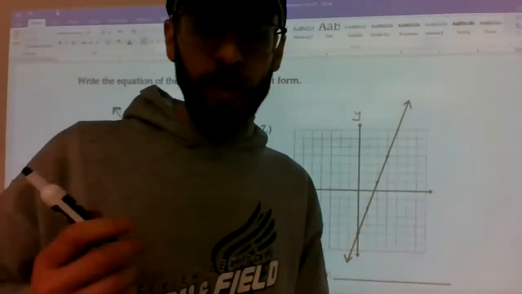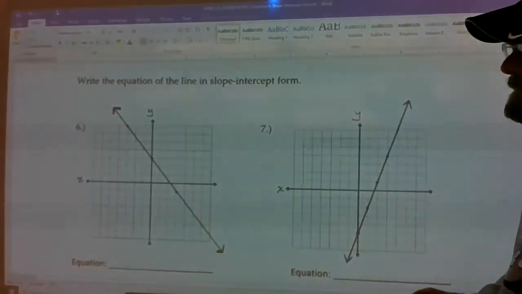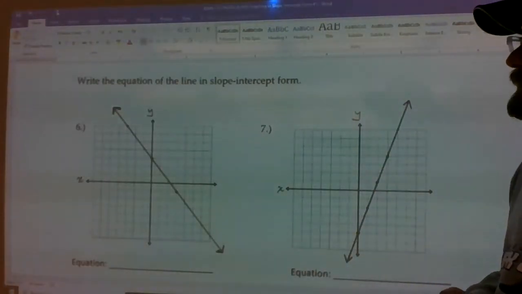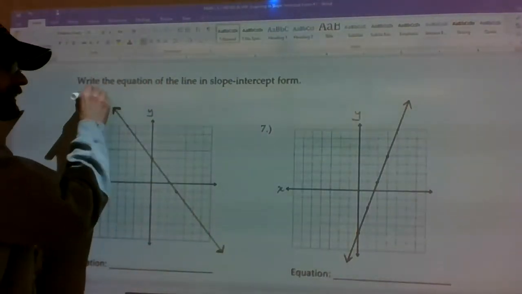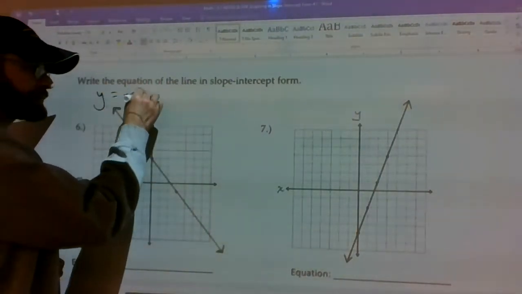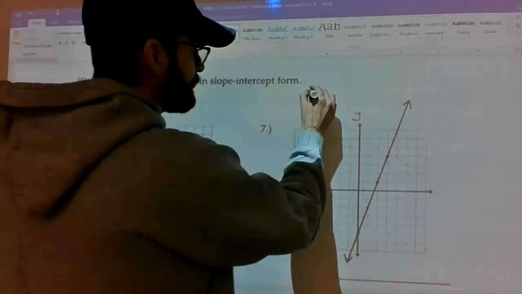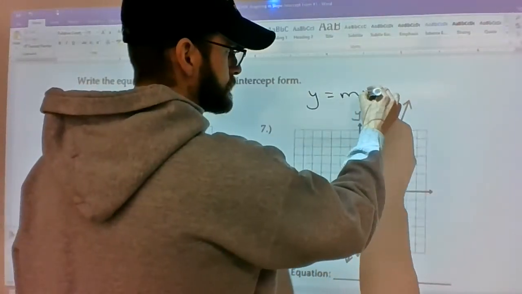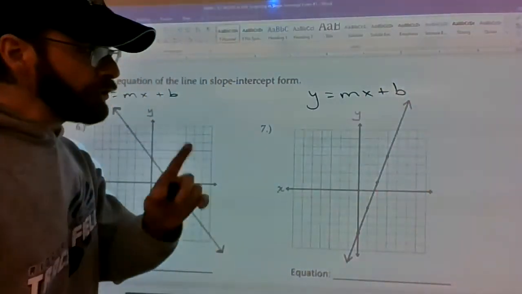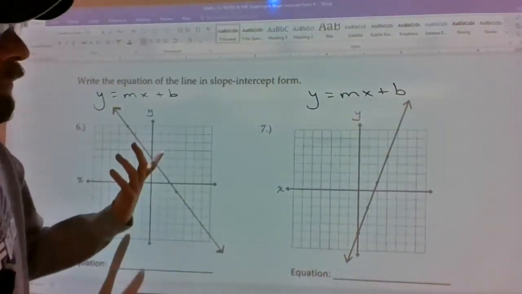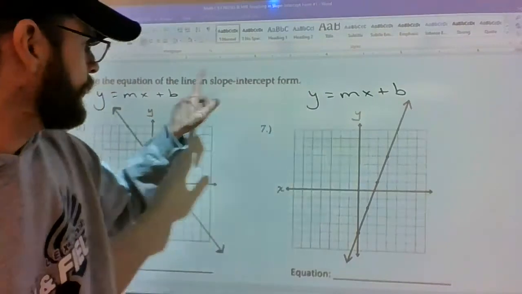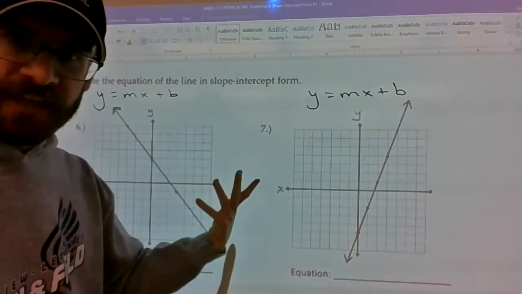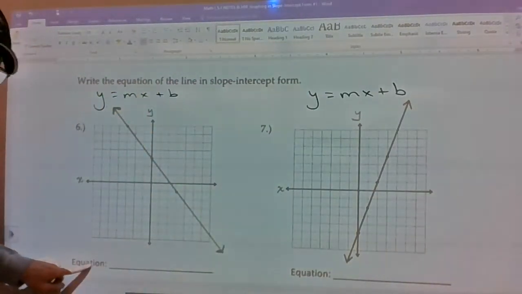So how are we supposed to write the equation if we're given the graph? Well, remember, we're working from this y equals mx plus b model every single time. So all you guys need to do is figure out, well, what's my starting point? And what's my rise over run? When I do that, I just fill in the information. And you put it on this line down here.